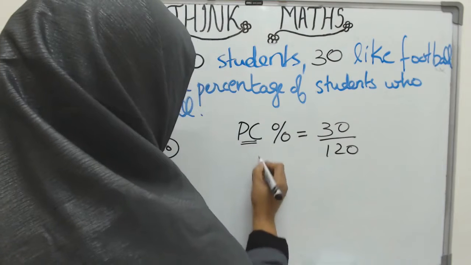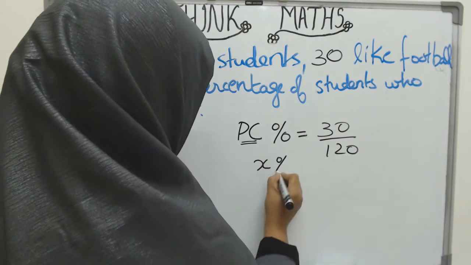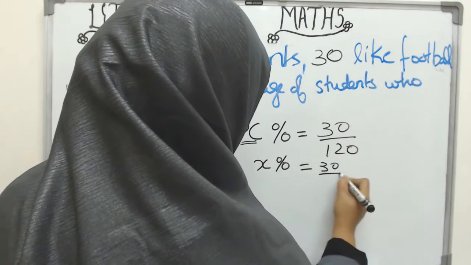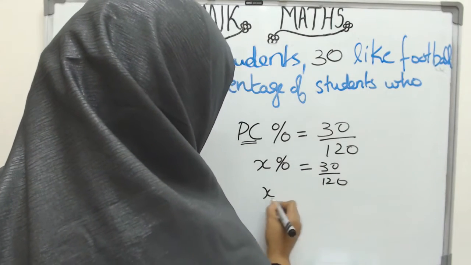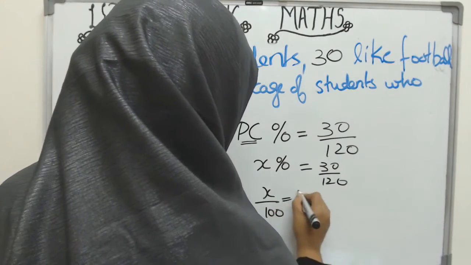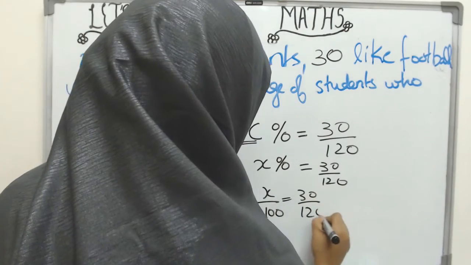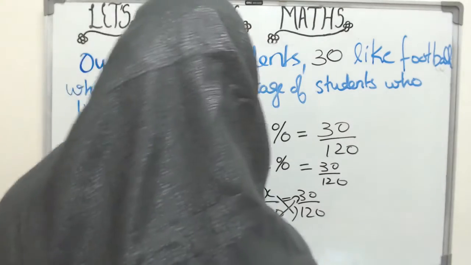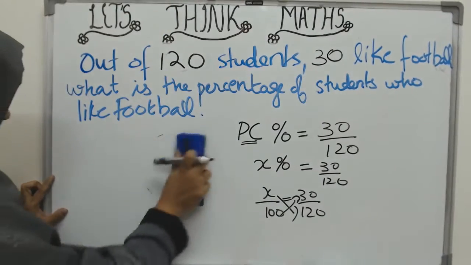So let this be x. So this is actually x percentage. X percentage is 30 by 120. That means x by 100 is equal to 30 by 120. So cross multiply, then you get, I'll write it here.